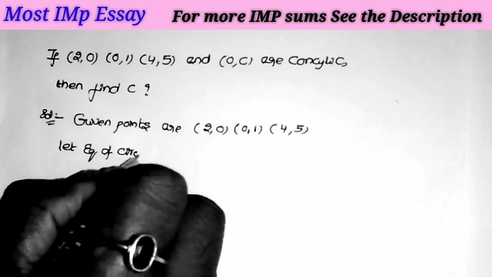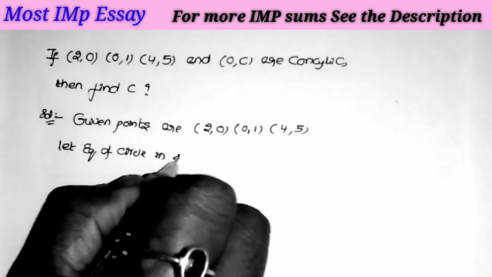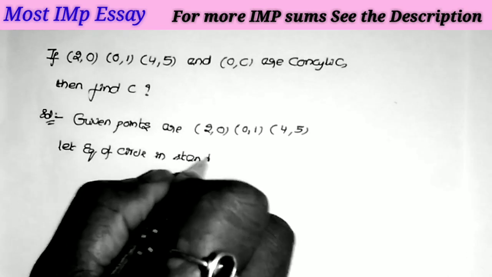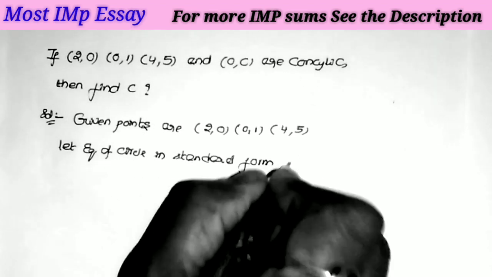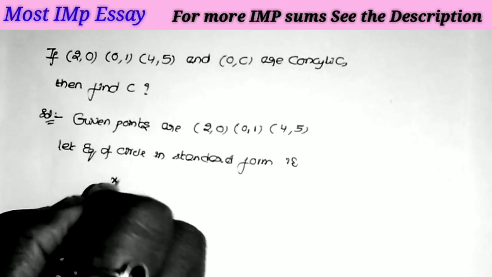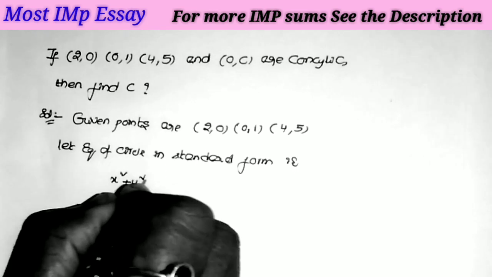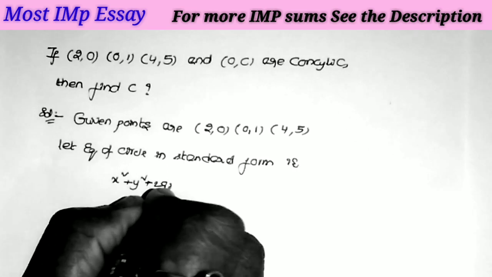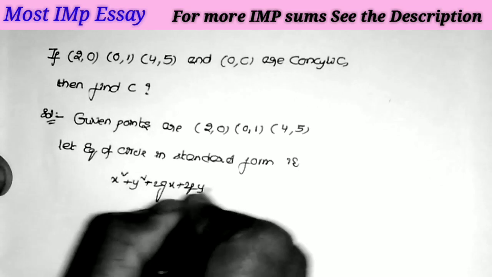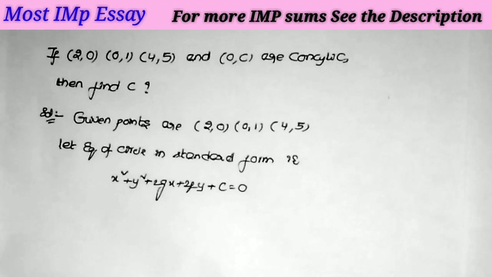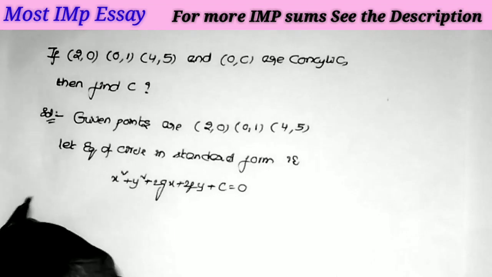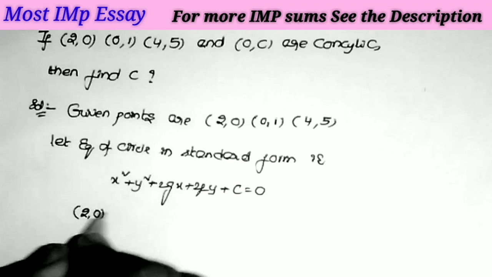What is the standard form circle equation? x square plus y square plus 2gx plus 2fy plus c is equal to 0. Okay, this is the equation of the circle in standard form. Now replacing the given points one by one in this equation.